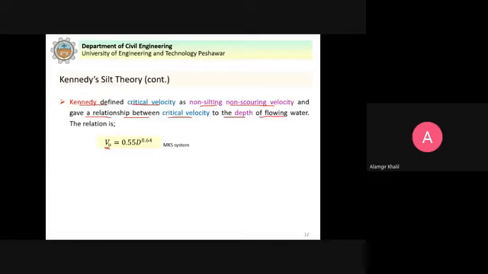This is the velocity with which the water should flow in the channel. That will not allow the silt in the water to settle, neither will it cause the erosion of the bed or side material, scouring. So this was related through this equation to the depth of water. And in the FPS system, this is the equation. V sub naught is the critical velocity, and D is the depth of water.